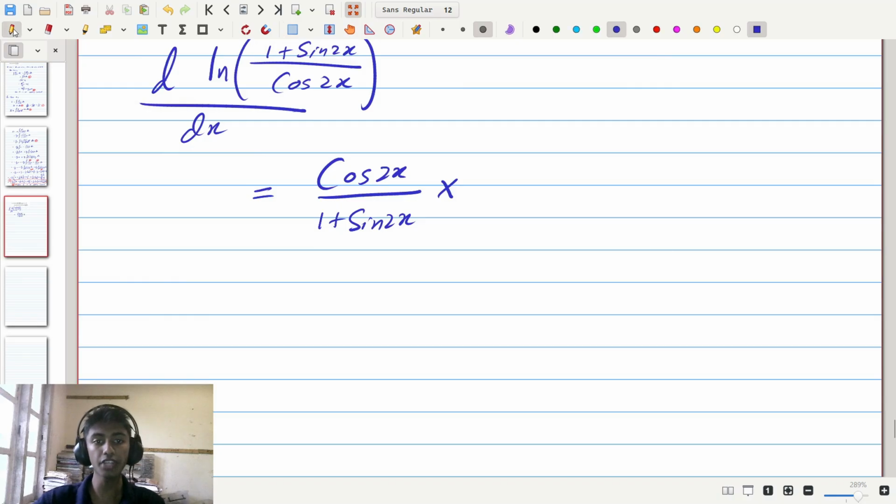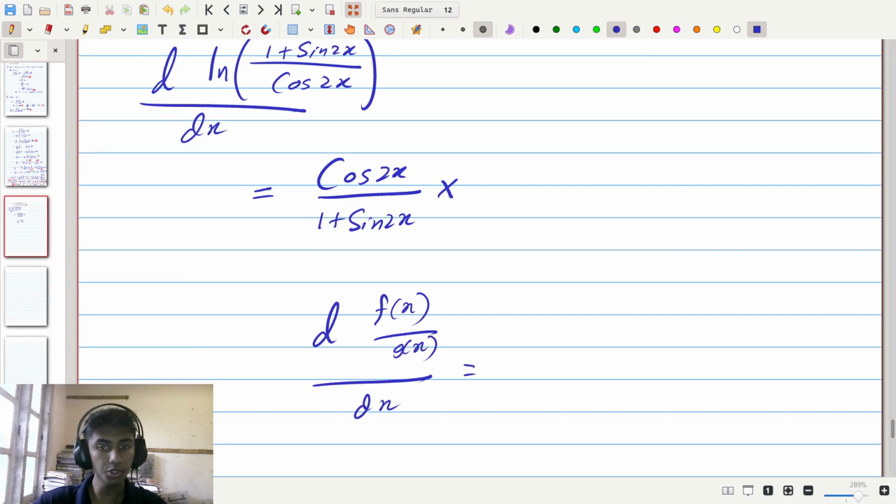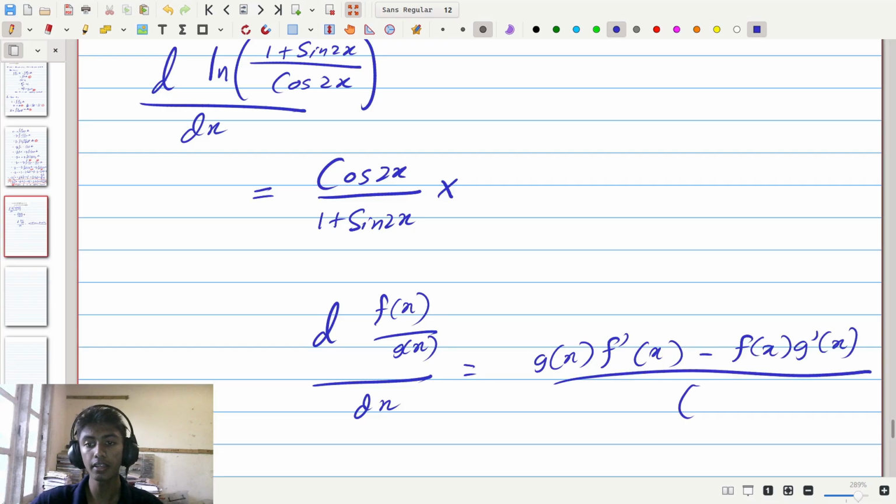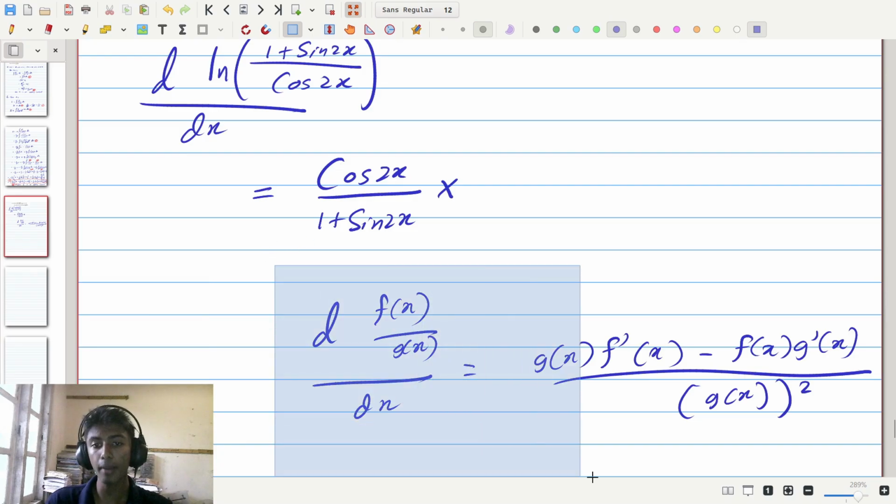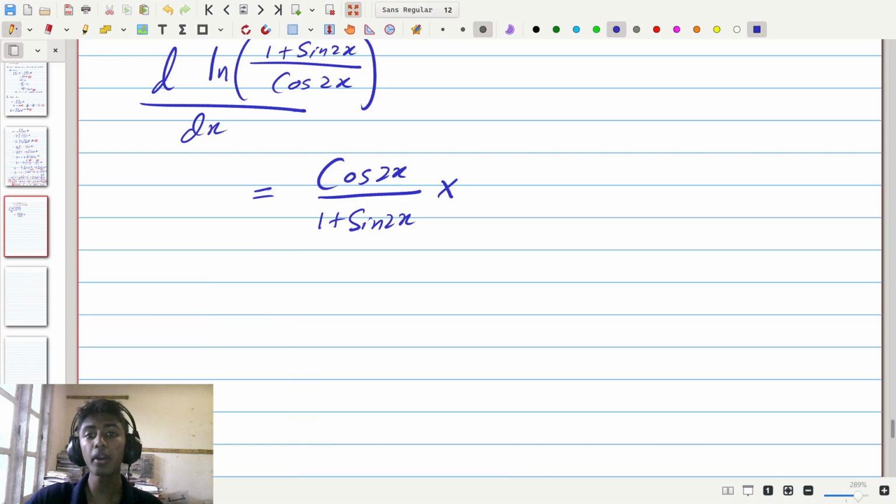The quotient rule says that if you have the derivative of one function f of x divided by another function g of x with respect to x, this is equal to g of x times f prime of x minus f of x times g prime of x, divided by g of x squared. If we apply this here, the function in the denominator is cosine of 2x, so g of x is cosine of 2x, and the function in the numerator, f of x, is 1 plus sine 2x. So if we apply this principle, on the denominator we're going to have cosine of 2x squared.